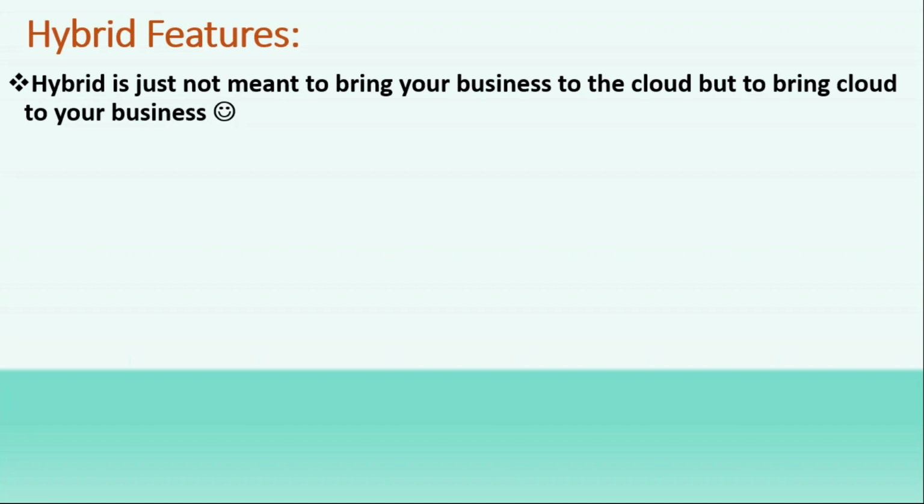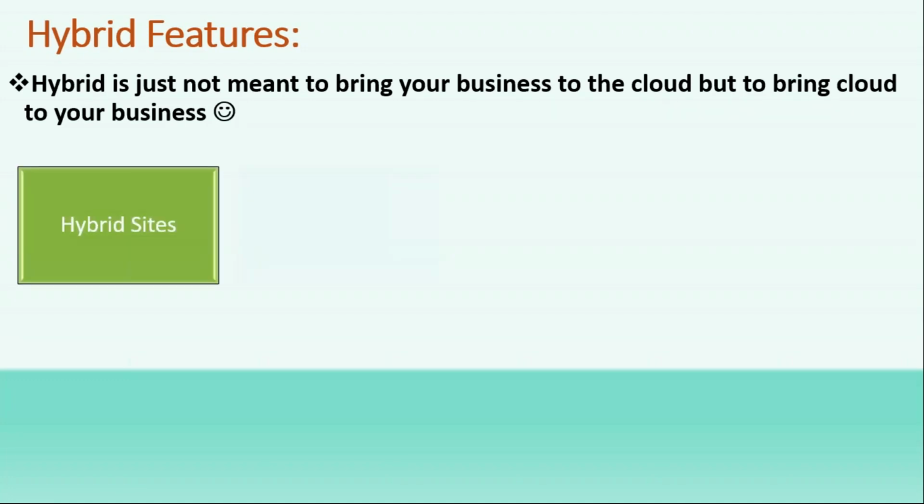Or else, if they're planning a migration and their environment is so big that it is going to take years for them to move to the cloud, in that case, they'll be running hybrid. So the reasons for hybrid are really many, and there are various reasons why any company would do hybrid, either for migration, or to take advantage of the cloud features or functionalities, or some other reasons also. But as it's given here, hybrid is not meant to bring your business to the cloud, but to bring the cloud to your business so that you can take advantage of those features.